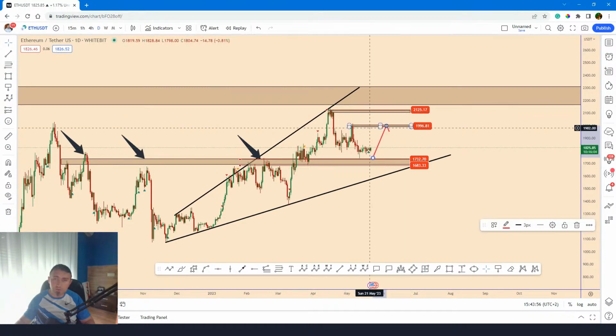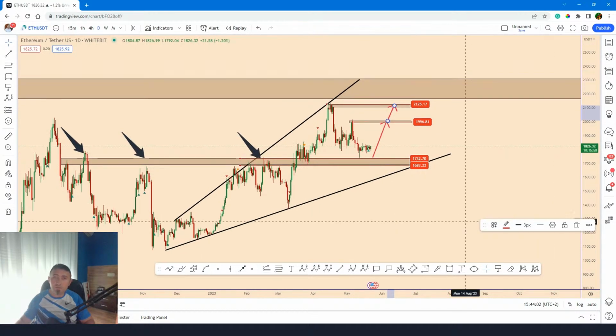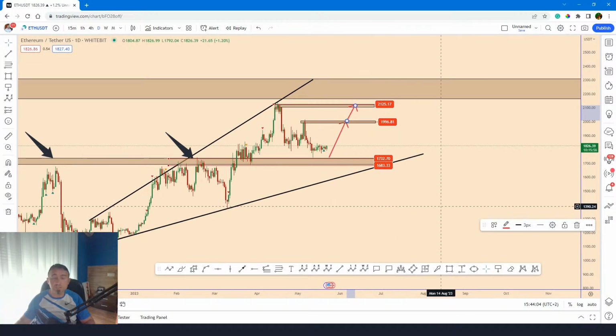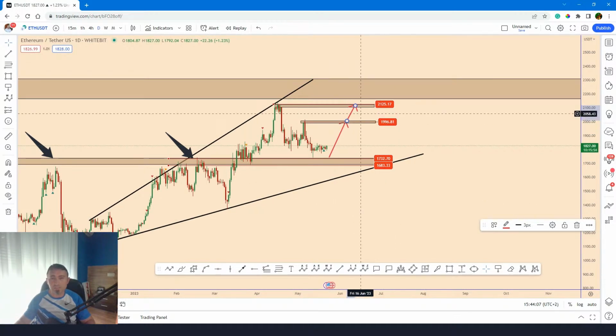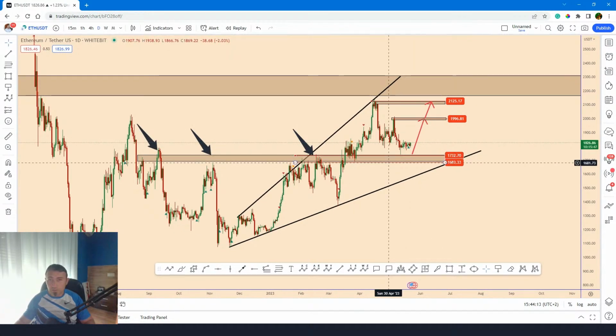The structure zone is not too far away, and the probability is very high that the market speculation with the US debt ceiling can push the price even higher at this point. So this is what I'm looking at. For the moment, this is still bullish. We can't say it's bearish at all.